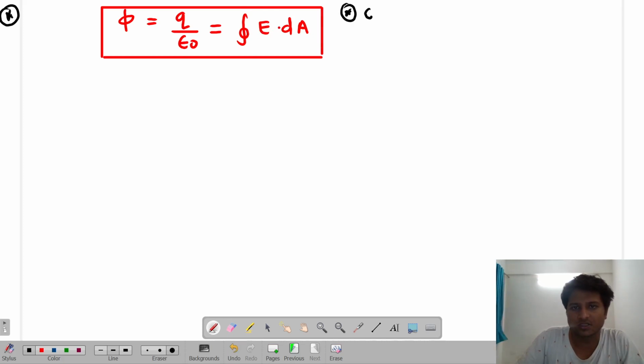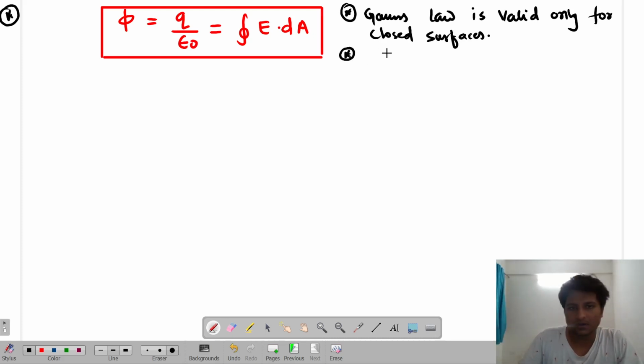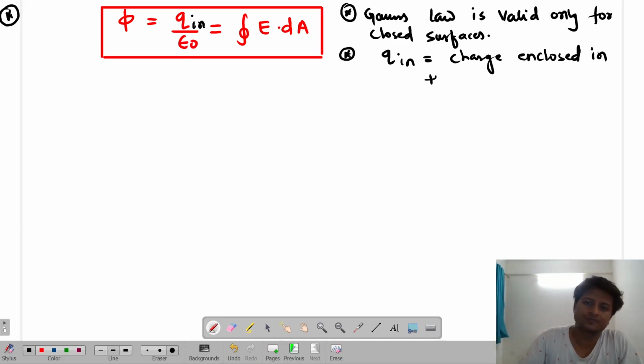Okay. But then this Gauss law is valid, means this flux rule will be only valid for closed surface. So first point, Gauss law is valid only for closed surfaces. Second point, Q in is my charge enclosed in the closed surface.